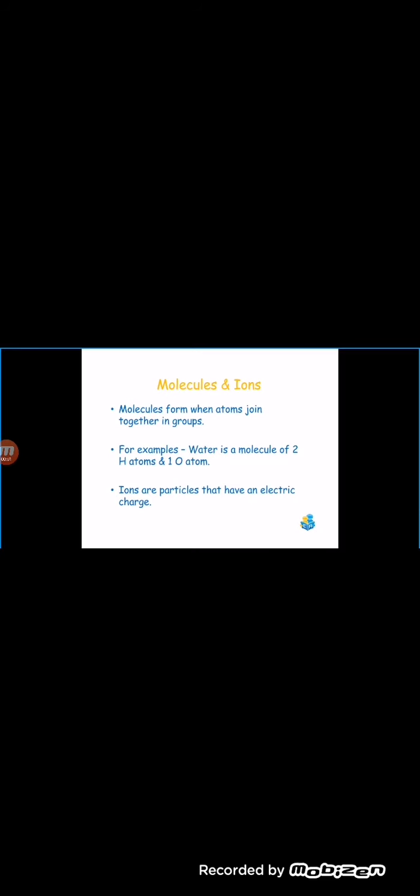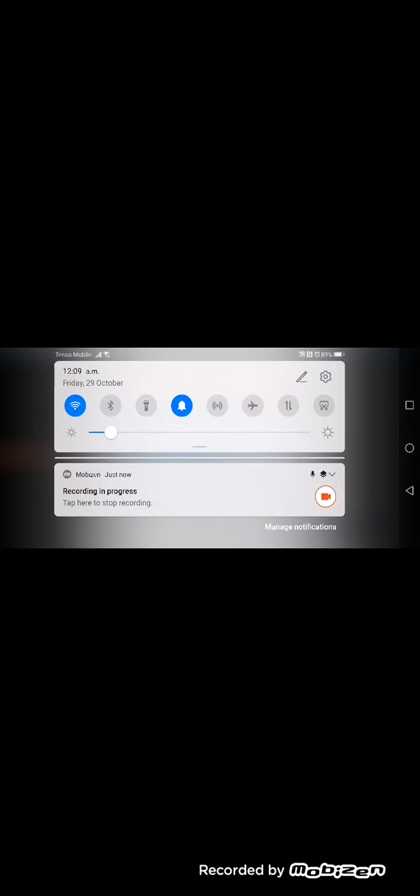If we look at molecules and ions to start with, molecules form when atoms join together in groups. An example of a very common molecule is water. Water has 2 hydrogen atoms and 1 oxygen atom, and that's written as H2O. Ions are particles that have electric charge. Some common ions would be the chloride ion, the bromide ion, etc.